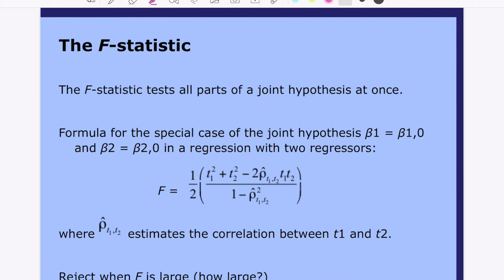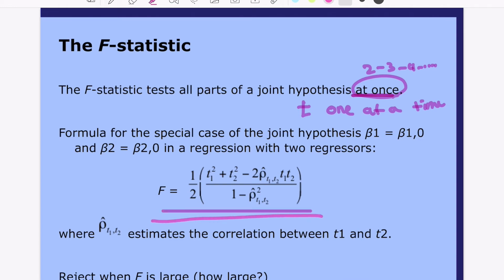The F statistic tests all parts of the joint hypothesis at once. Not like the T statistic doing one at a time, we can test two, three, four things at once by the F statistic, right? The formula for the special case of the joint hypothesis of beta 1 equals 0, beta 2 equals 0 in the regression with two regressors is given like this. You don't have to remember it. All we have to know is what we're seeing here: rho hat of T1 and T2. What does that represent? That is the correlation between T1 and T2, right?